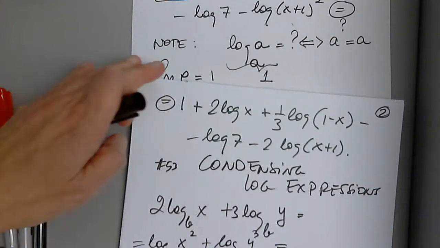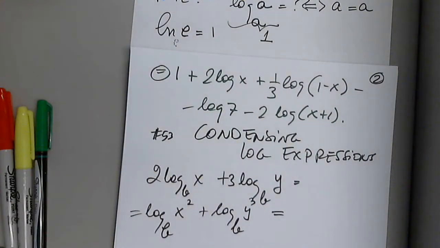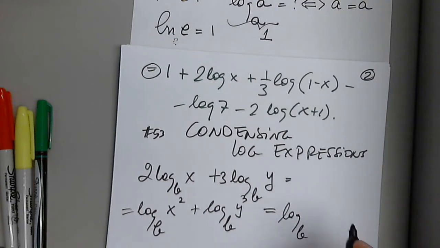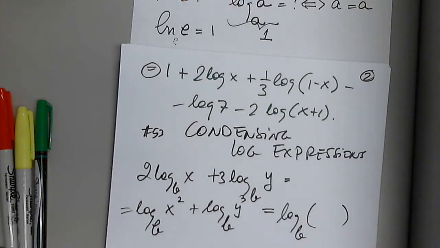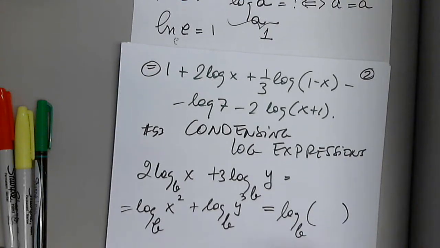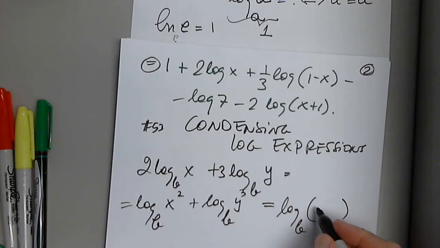Now I can condense. Using which rule? The product rule. So what do I have in parentheses or not? It doesn't matter. Log base b of x squared y cubed. Awesome.